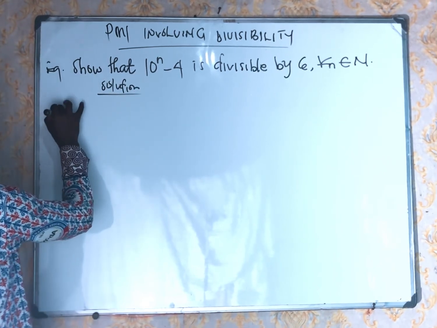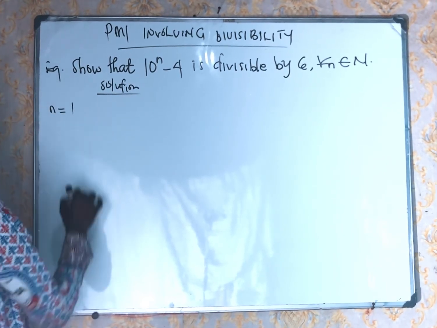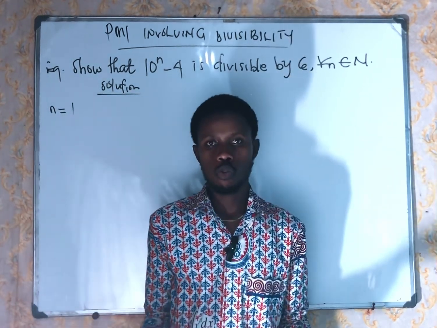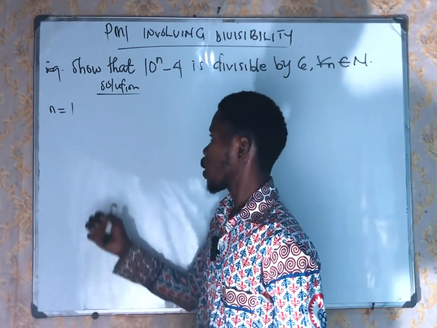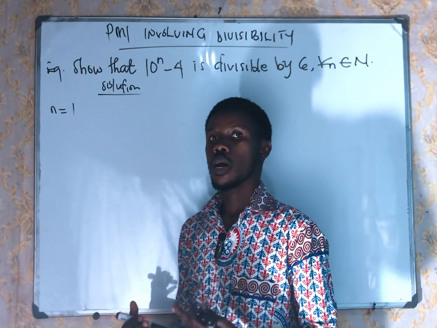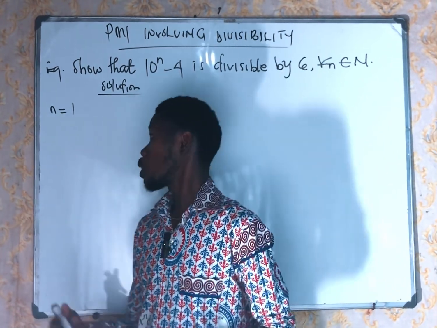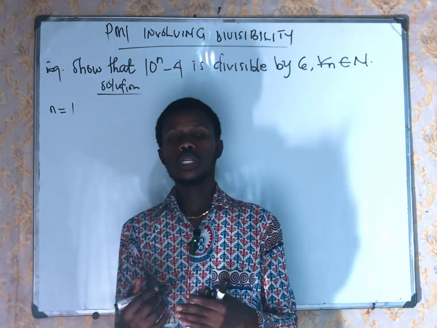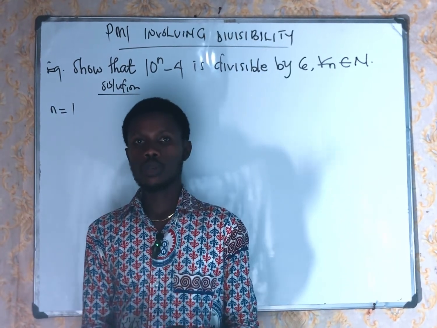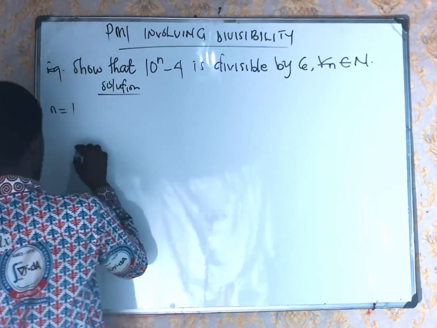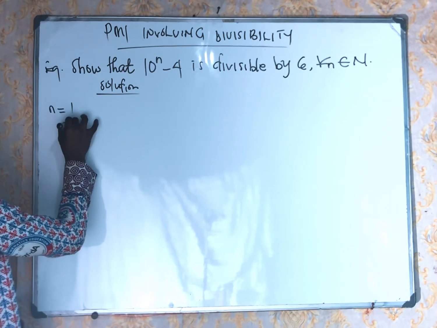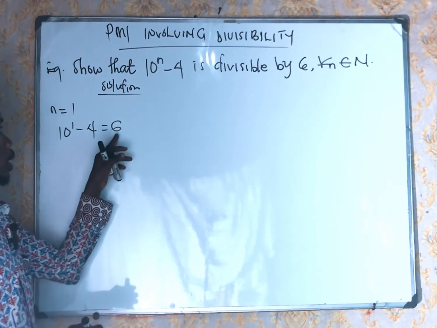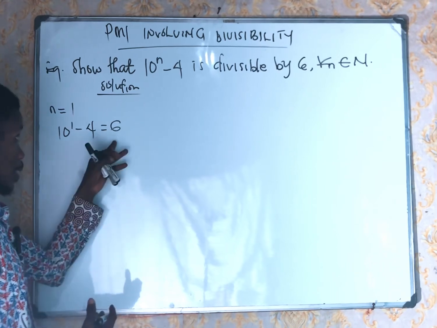So the first rule says n equals 1. When we have n equals 1, what happens is very simple: you just substitute 1 here to check if this will give you something that is divisible by 6. So let's see. 10 to the power 1 minus 4 is 6. So we say that 6 is divisible by 6, right?